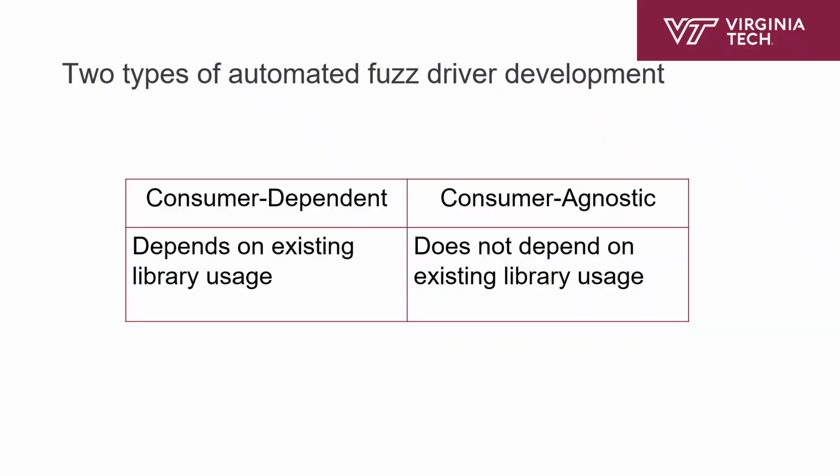So there are currently two types of automated fuzz driver development. They can be put into two categories. The first one is consumer dependent. What this means is that the automated fuzz driver development is based on how current programs in the wild, ones that are being used, or programs that are written that use this library, they look at those programs and try and mirror and mimic their use of the library.